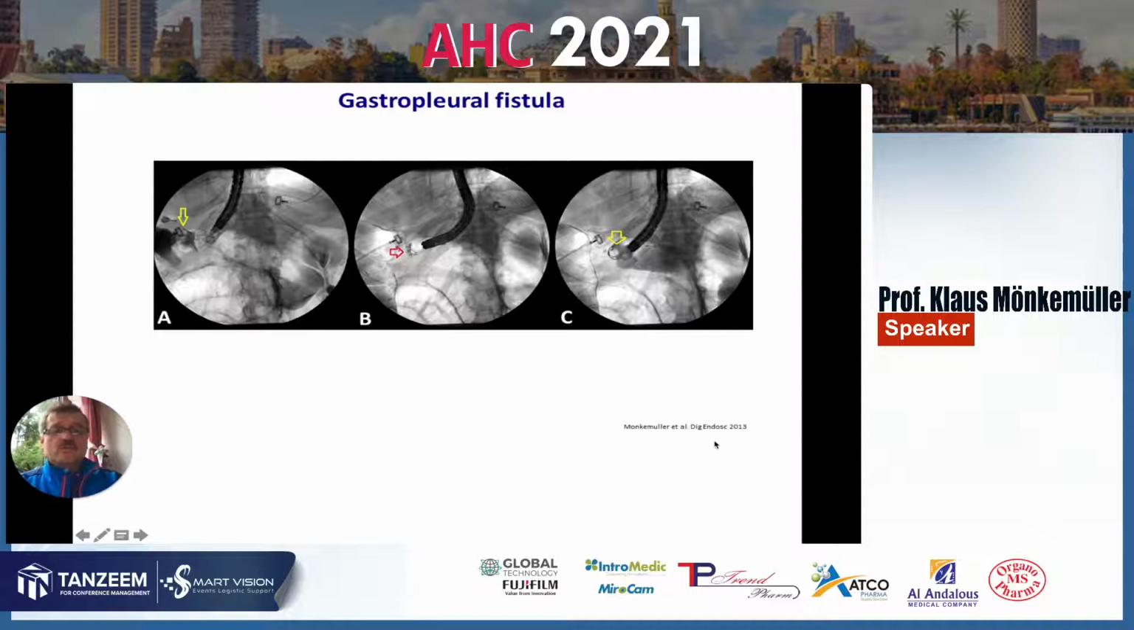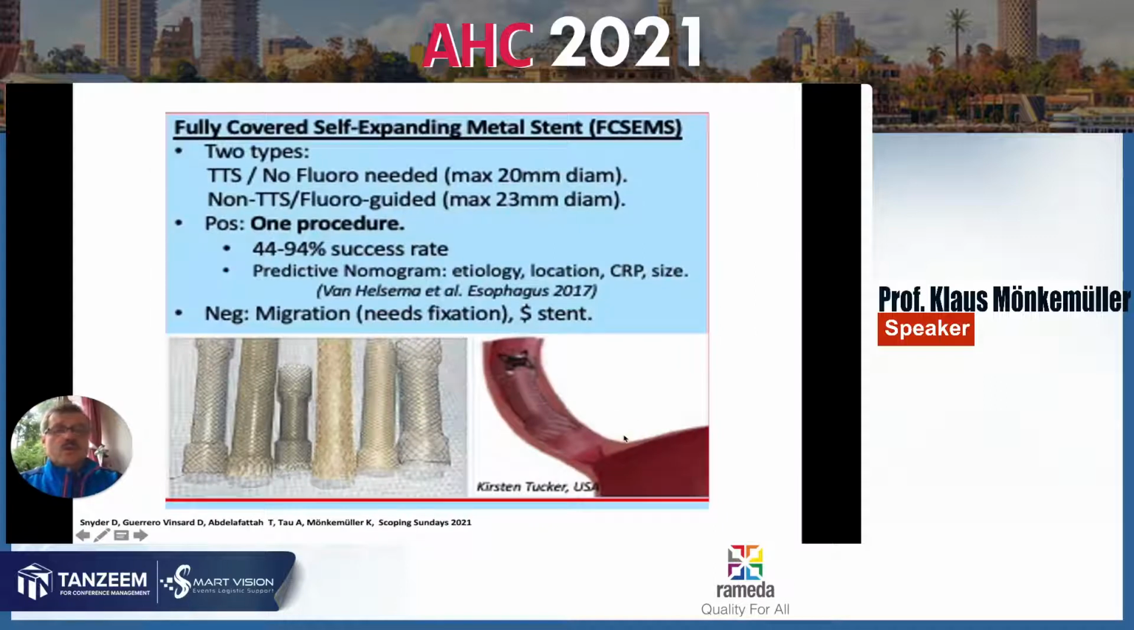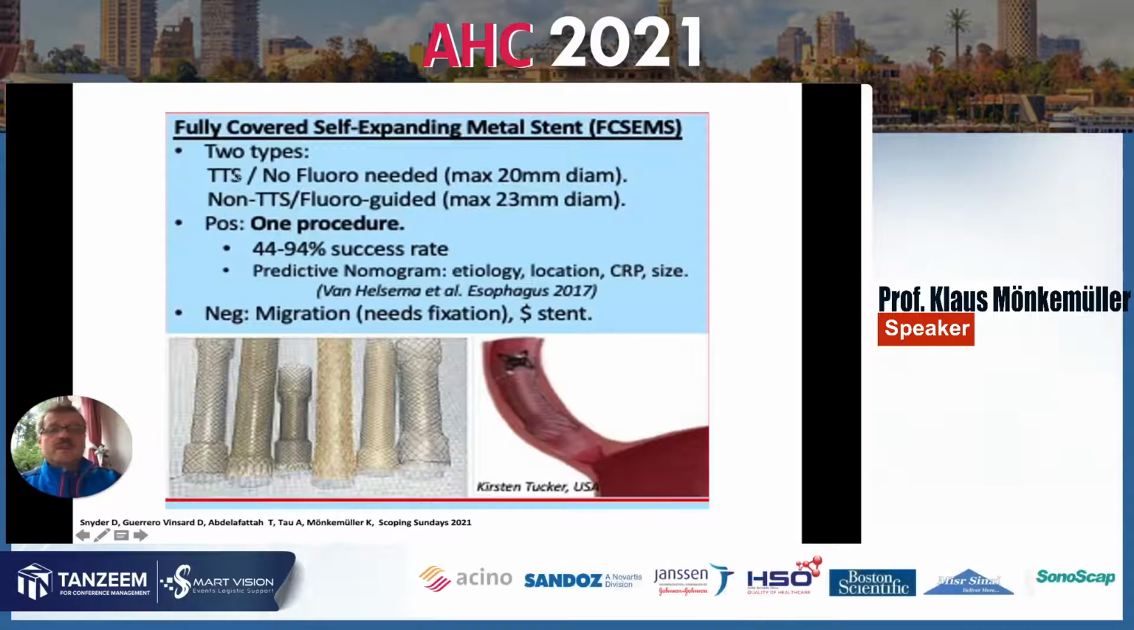Gastropleural fistulas also occur after gastric bypass surgery, and this can be closed with over the scope clip. Occasionally using fully covered metal stents is also an option. There are stents that go through the scope or stents that are fluoroscopy guided. The success rate can be from 40 to 90%.